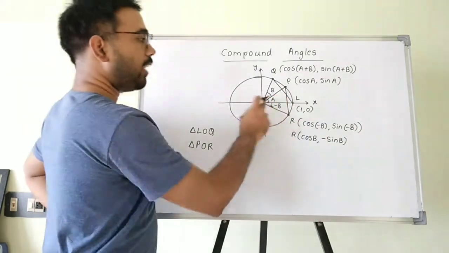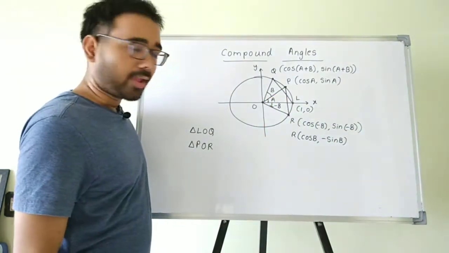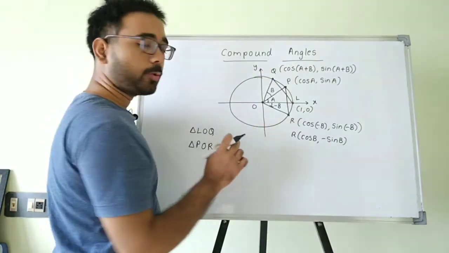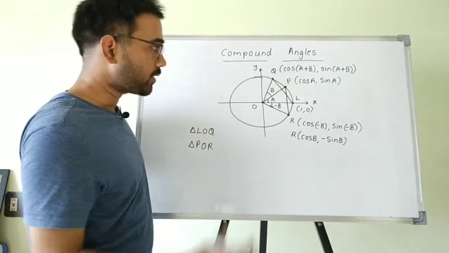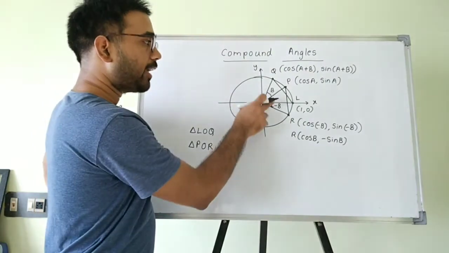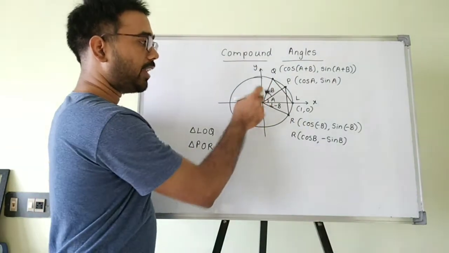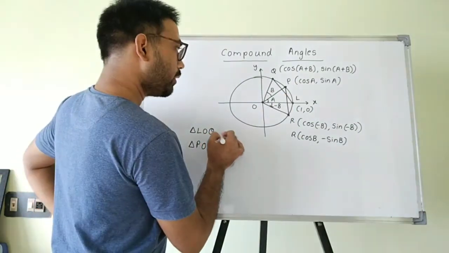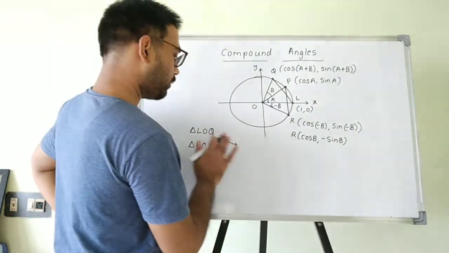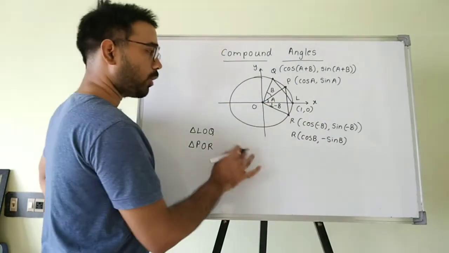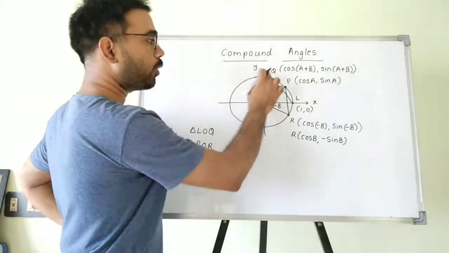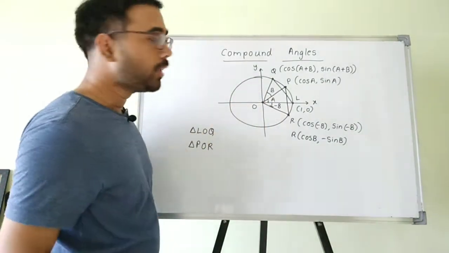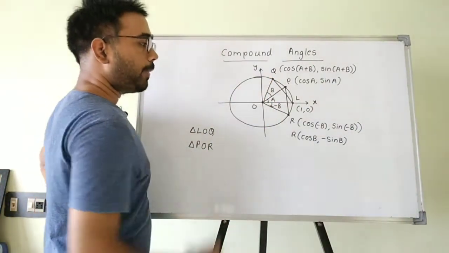So triangle LOQ is going to be an isosceles triangle because LO is 1 unit, OQ is also 1 unit because they both are radius, and the vertical angle is A plus B. So angle LOQ. So in this we have OL and OQ as 1 unit each, and angle LOQ is angle A plus angle B, A plus B. Now let us consider triangle POR.